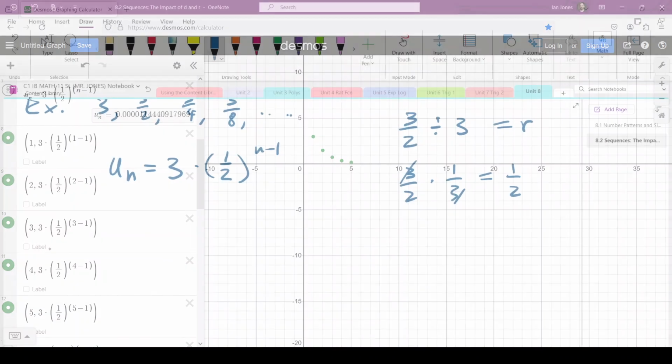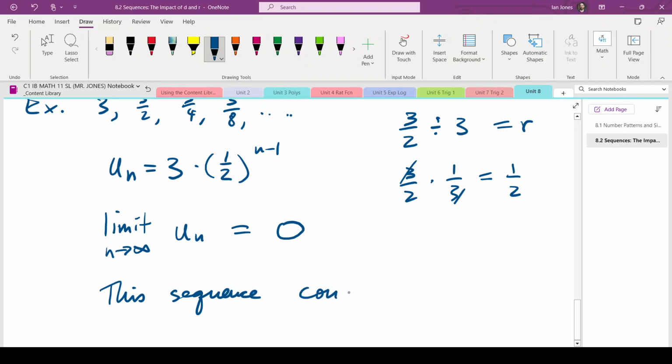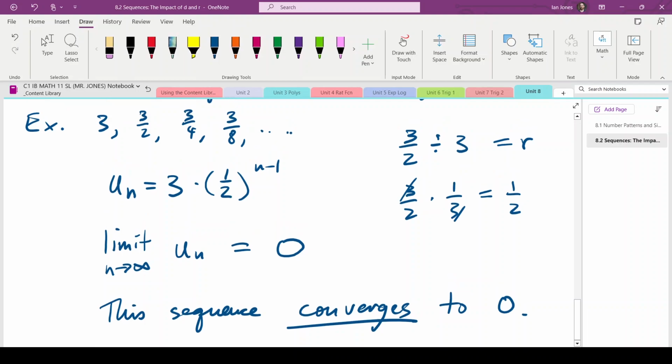So coming back over, we would say that the limit as n goes to infinity of un this time is 0. And we would say that this sequence converges. Okay, it converges. In fact, you could say it converges to 0 if you like. But it's a converging sequence because as n gets bigger and bigger, un gets closer and closer to a specific value. Okay? Now, let's switch over to another kind of example.